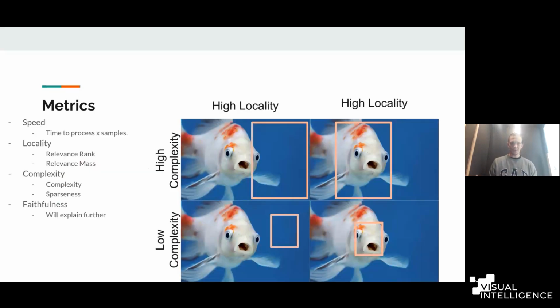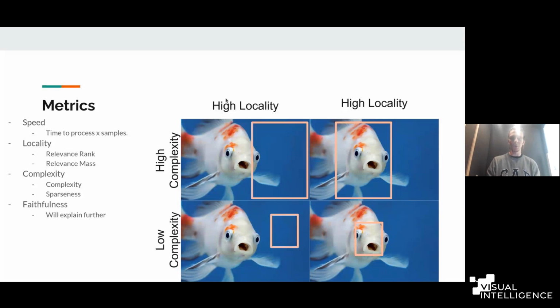So metrics, generally we measured four metrics. Speed, because we want to create a fast version of RELAX, so we have to measure speed, which is just how much time it takes to process X samples. Then, of course, there are locality and complexity. Basically, locality is: we have bounding boxes for all our images saying what are, according to humans, important areas of interest.